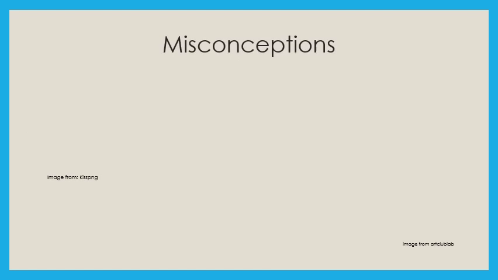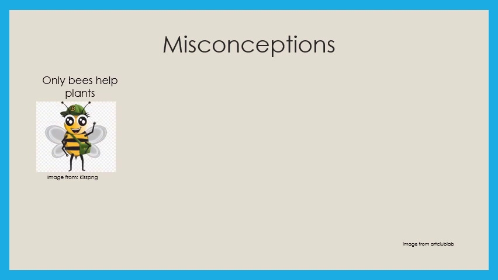Let's talk about some misconceptions. Misconceptions mean something that you think is true, but it might not actually be true. So talking about plants, normally when we talk about pollinating plants, we think of bees, and that only bees help plants pollinate and move the pollen back and forth. That's not true. We have a lot of different animals that move things back and forth. It can be animals that brush by. It can be insects that come in and land on the flowers. Those also do that too.